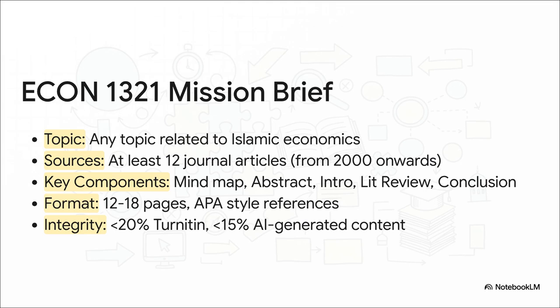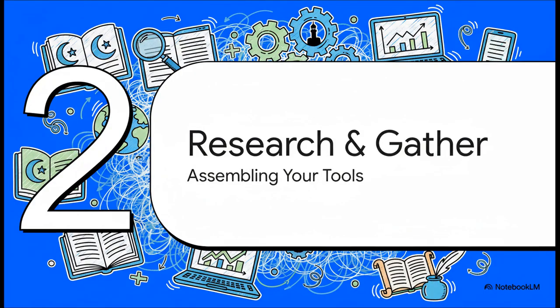And for your Econ 1321 assignment, here is your mission brief, straight up. You get to pick any topic in Islamic economics, which is awesome. But the other stuff, it's not optional. You need at least 12 recent journal articles. The structure is spelled out for you, right down to that mind map, and the formatting is super specific. Pay close attention to that integrity check, too. That Turnitin score has to be under 20%, and we are definitely going to talk about how to make that happen.